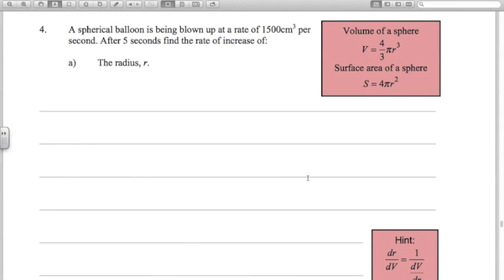Number 4 is a very common one where we've got a balloon being blown up, and you've got a number of things related here. As the balloon's being blown up, the radius is increasing, the surface area is increasing, and the volume is increasing. So all of those are related. Number 4 is a really good problem to see how those rates all relate to each other.